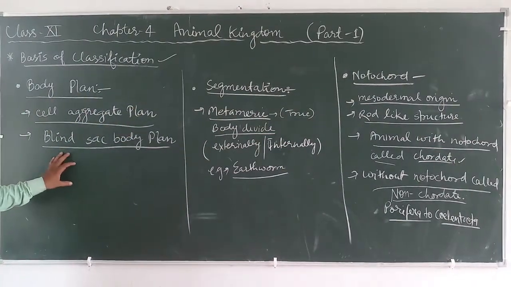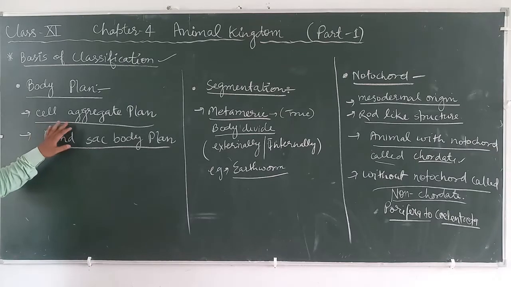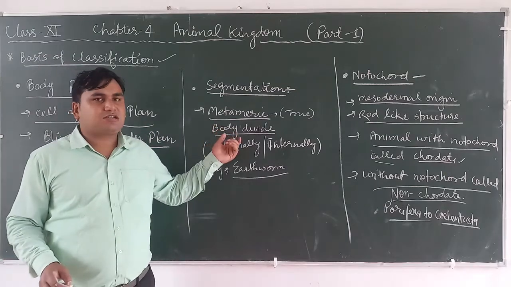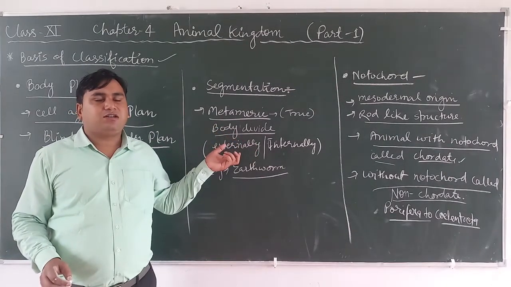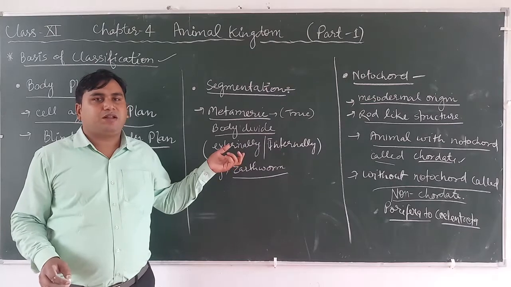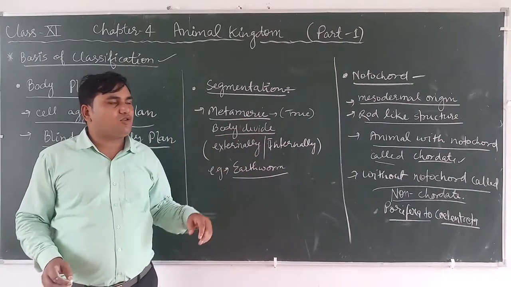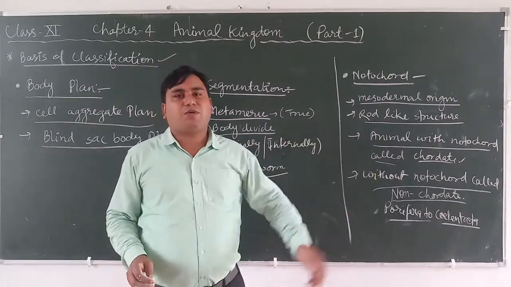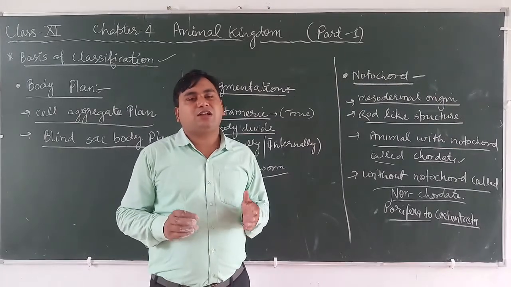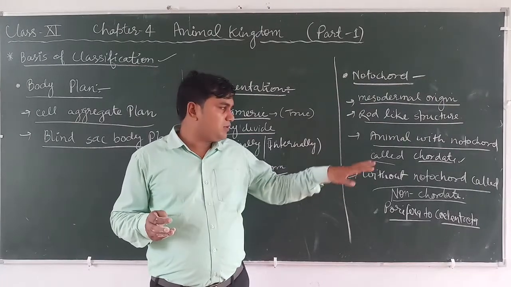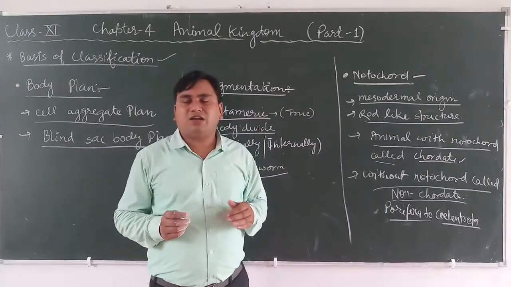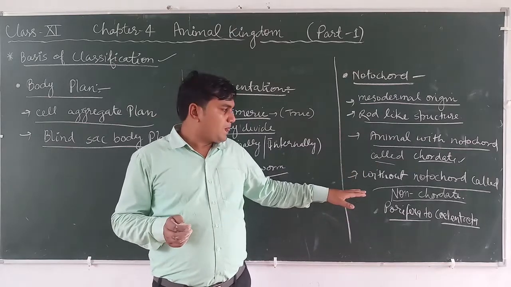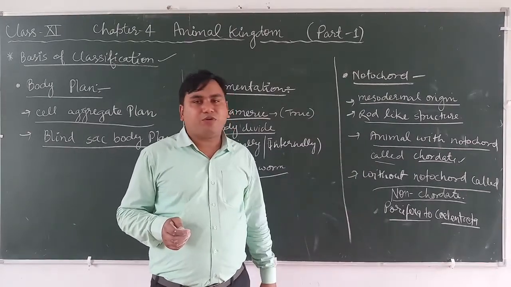Once again, body plan of the basic organism: cell aggregate plan, blind sac body plan. Next segmentation is metameric. Externally and internally segments are divided at a specific pattern. Example earthworm. And last one is the notochord. Notochord means it is the layer of mesodermic origin. Also they are the pipe-like structure or rod-like structure, and generally known as the vertebral column. Animals with notochord are called chordate. Animals without notochord are non-chordate, from Porifera to Coelenterata.